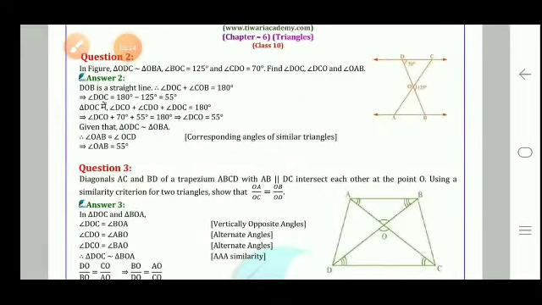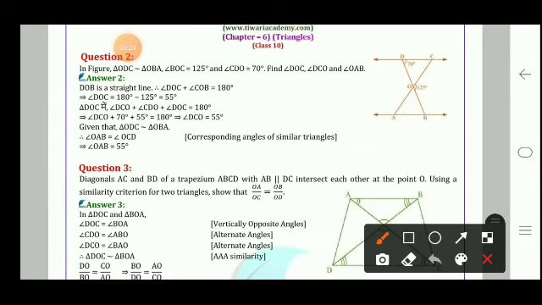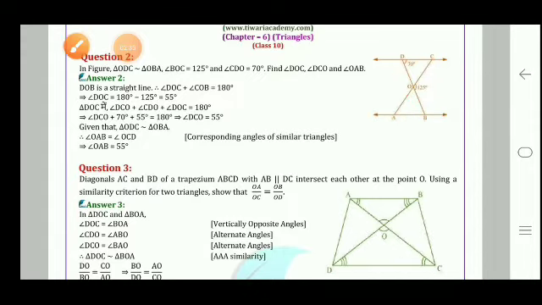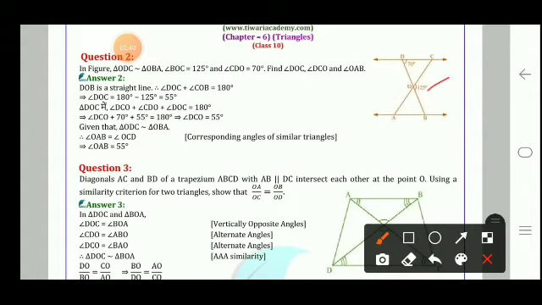Then moving towards question number 2. In question number 2, in the given figure, triangle ODC and triangle OBA are similar. It is given that both the triangles are similar. At the same time, this angle is given as 25 degrees, and this angle is given as 70 degrees. Now we have to find angle DOC, this angle; angle DCO, this angle; and angle OAB, this angle.